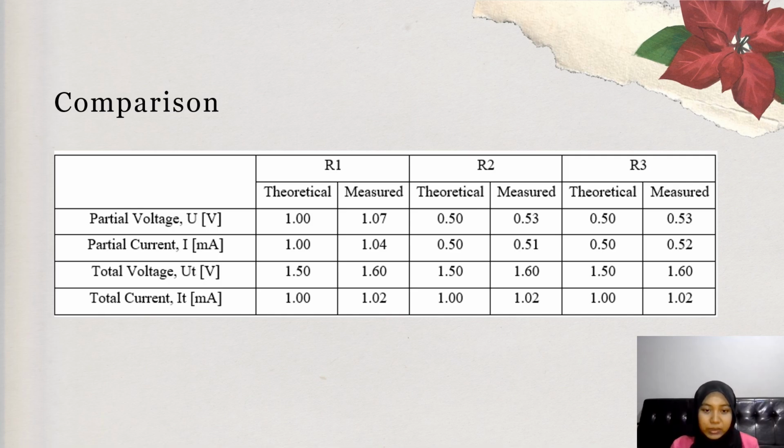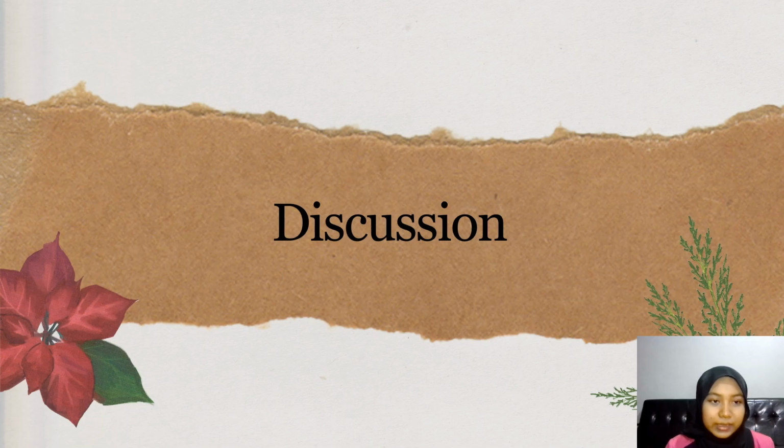From this, we can see the theoretical value and measured value are slightly different, where the measured value is slightly higher than the theoretical value. For discussion, in this experiment, a series-parallel circuit of three resistors was constructed. A 1.5 volt voltage source was used, and all three resistors are 1 kilo ohm. After the circuit was constructed, I measured the total voltage. The measured total voltage was 1.6 volt.